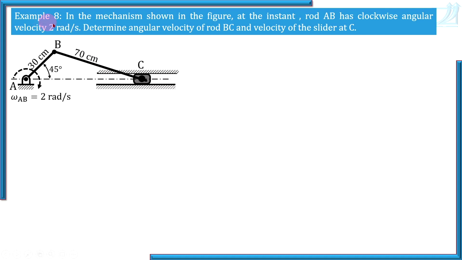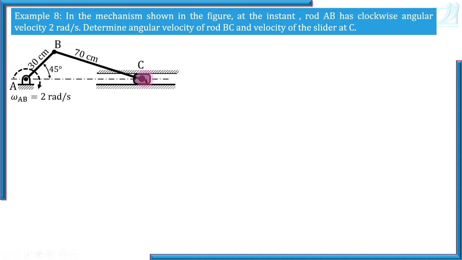Read this problem. In the mechanism shown in figure, at the instant, rod AB has clockwise angular velocity 2 radians per second. Determine angular velocity of rod BC and velocity of the slider at C. Rod AB has clockwise angular velocity 2 radians per second.